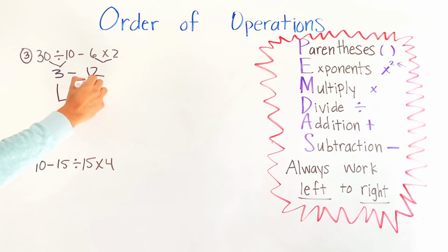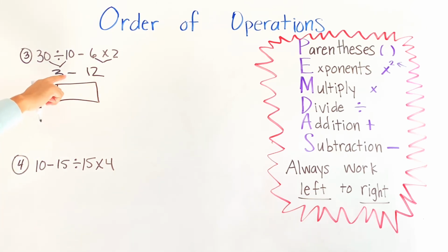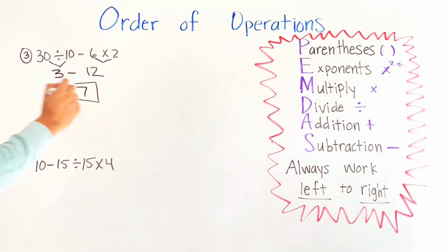I know right away that 3 minus 12, 12 is bigger, so I know my answer is going to be negative. So we're going to have a negative, and then we're just going to subtract 3 from 12, which is going to give us 9.